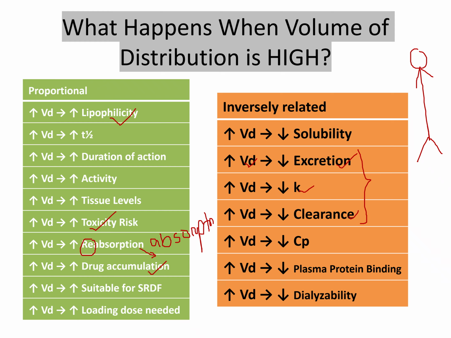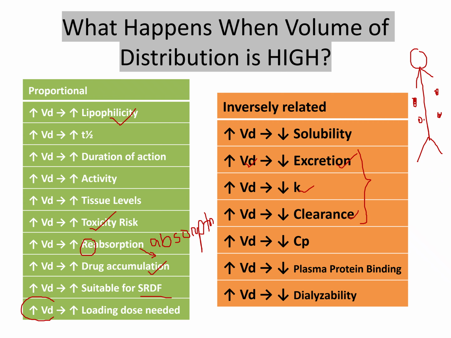Then the drugs which have a high volume of distribution are suitable for sustained release dosage form. Why sustained release dosage form? Because what is the definition of sustained release dosage form? Sustained release dosage forms are those dosage forms that provide the medicament at a predetermined rate over an extended period of time. Drugs having a higher VD are already traveling in our different body organs for an extended period of time. So these are suitable for SRDF.